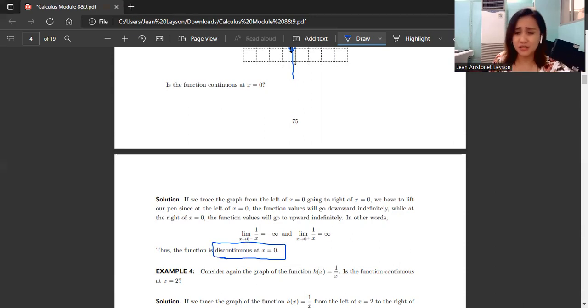So the concept there is, as long as you need to lift your pen, as long as the graph is not continuous, meaning it's discontinuous at that certain point.